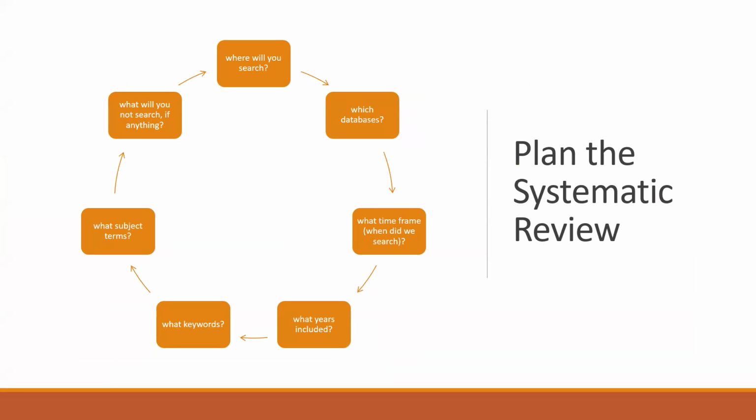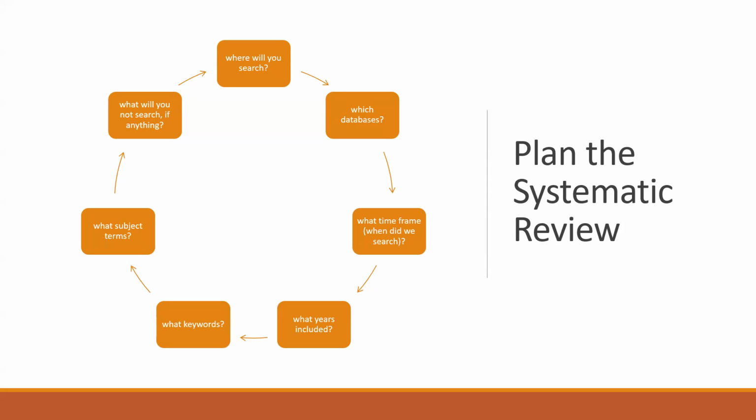Okay, so when you go to plan a systematic review, these are all questions that you should be asking yourself. So where will you search? What databases are you going to use? Are you using Google Scholar? If you're using Google Scholar, how are you narrowing that down? What time frame are you going to be using? You have to have a specific time frame that you're looking within. So what years are included, what years are excluded? What keywords are you using?